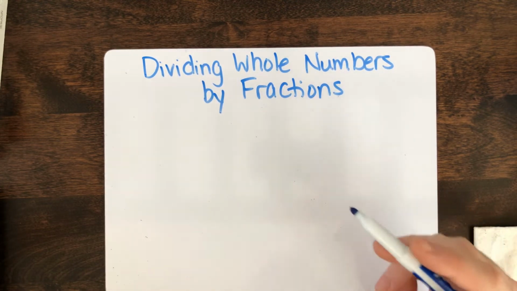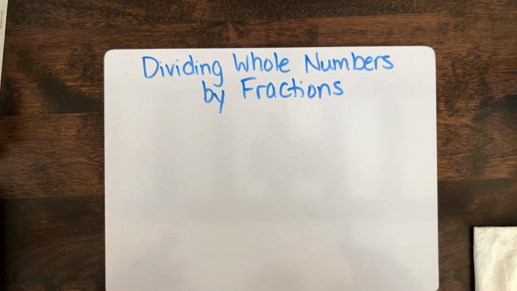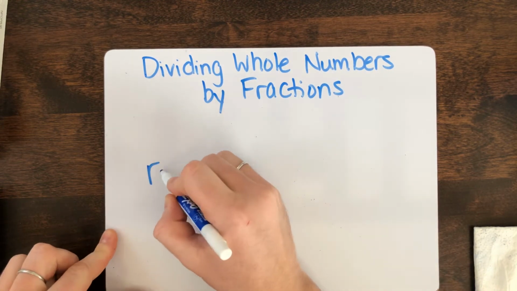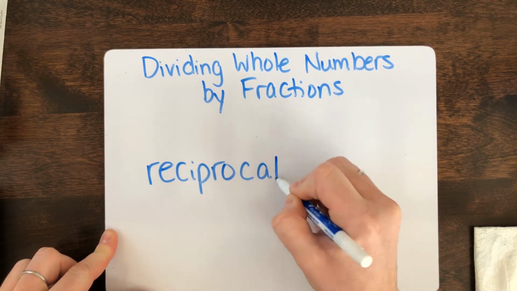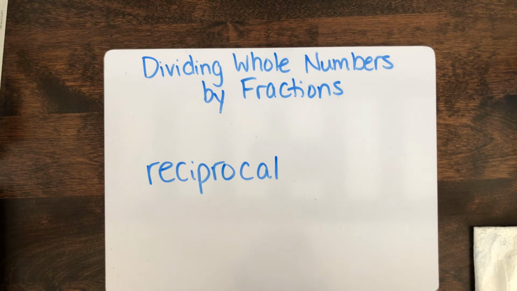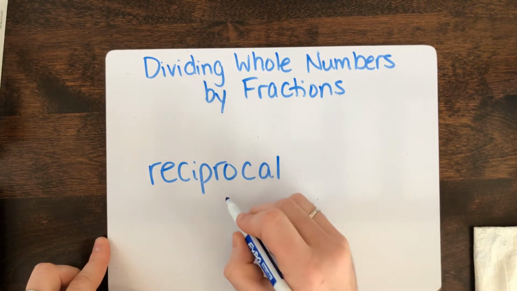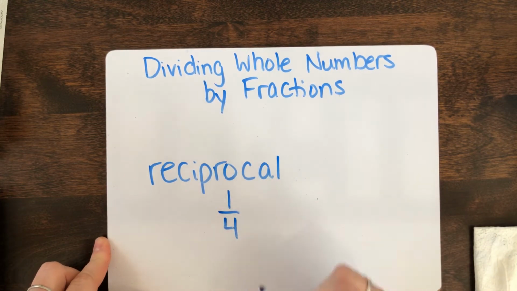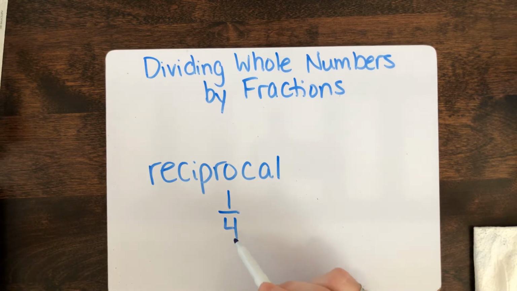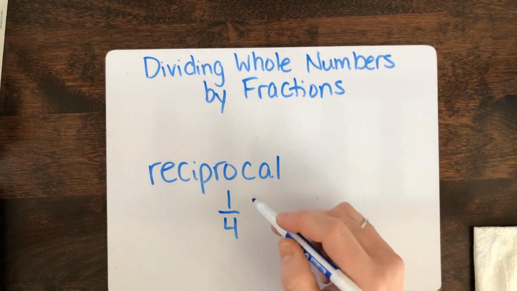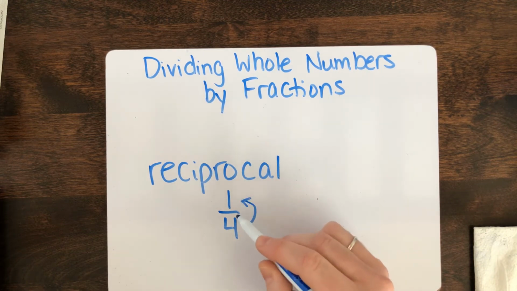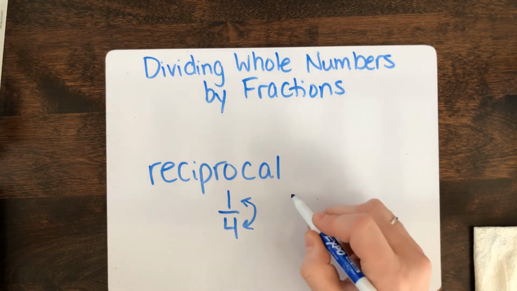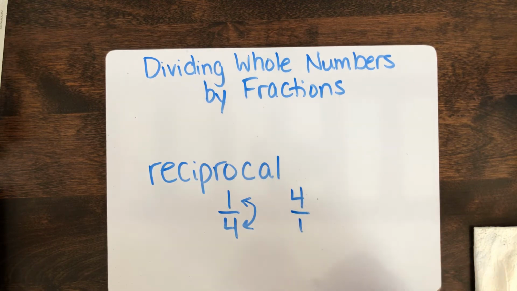So before I even begin, I want to go over a vocabulary word that we talked about last year. That vocabulary word is a reciprocal. If we're given a fraction like 1/4, to find the reciprocal of that fraction, you just flip the numerator and denominator. So 1/4, the reciprocal of that is 4/1.